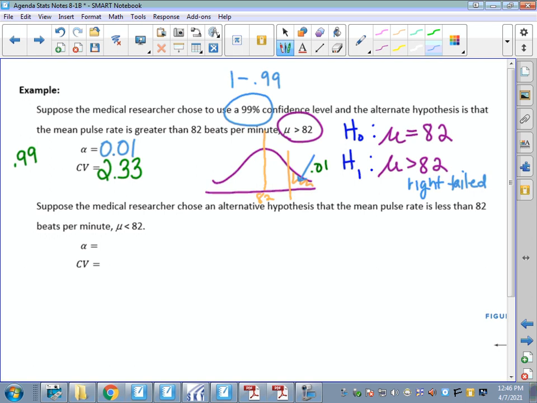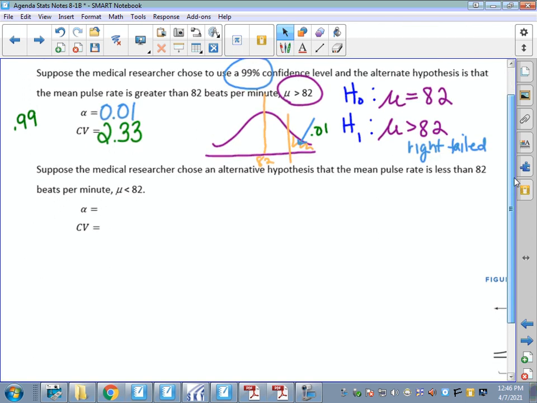It's in between two values. Remember, go with the larger absolute value critical value, and you'd end up with a 2.33. So talk to me if you're struggling with that. Let me know if you're having trouble. But if it's a right-tailed, it has to be a positive critical value.